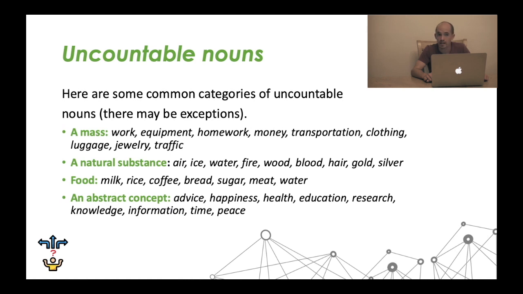Lots of food is uncountable: milk, rice, coffee, bread, sugar. And lots of abstract nouns or abstract concepts are uncountable. For example, advice, never advices; happiness, health, education, information.